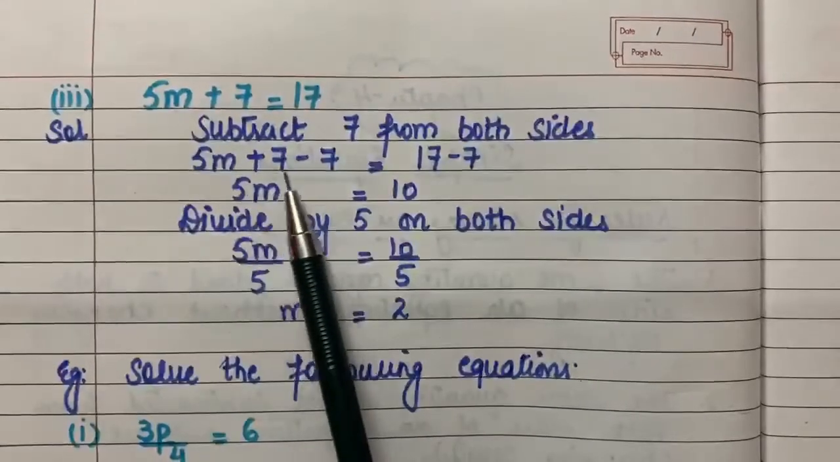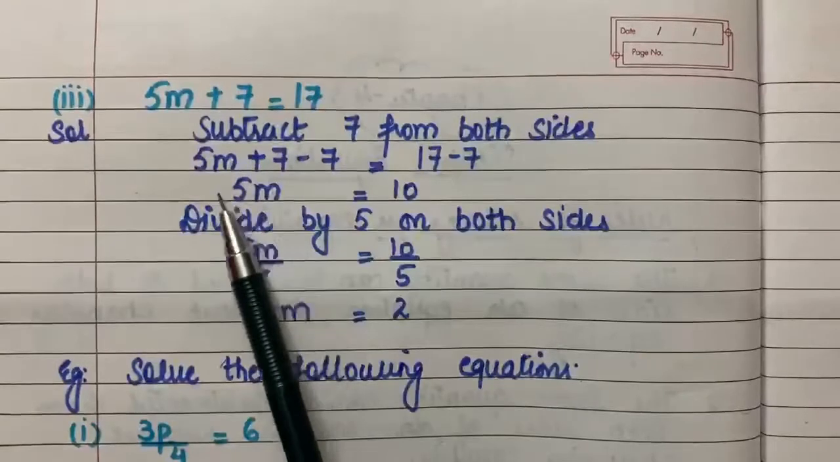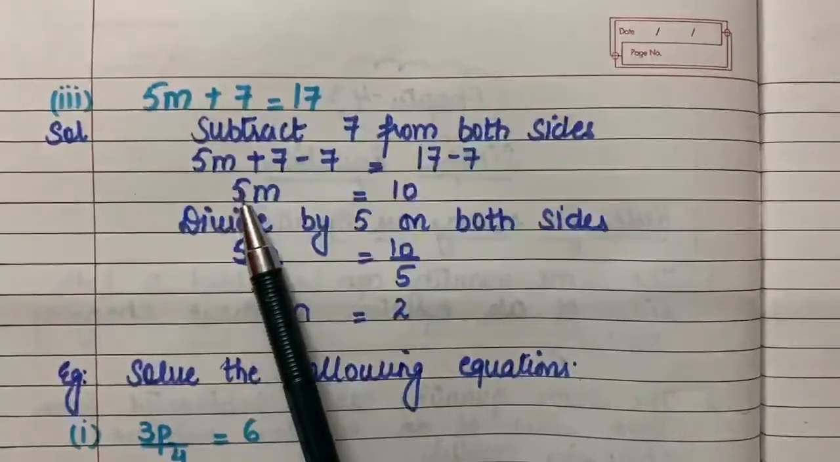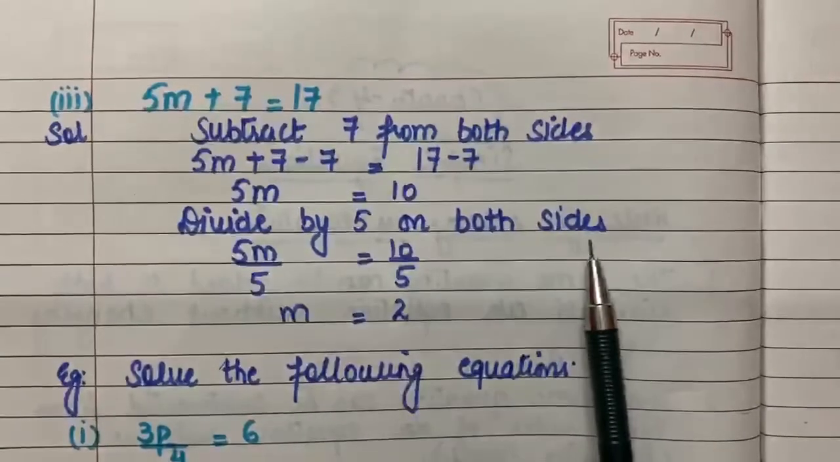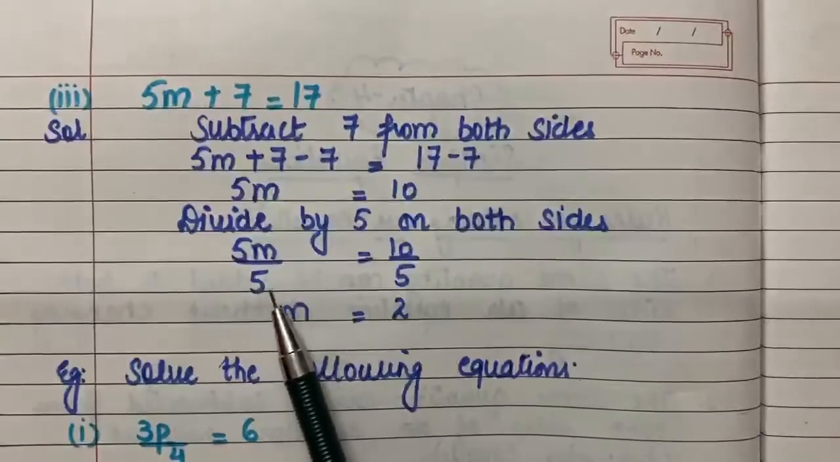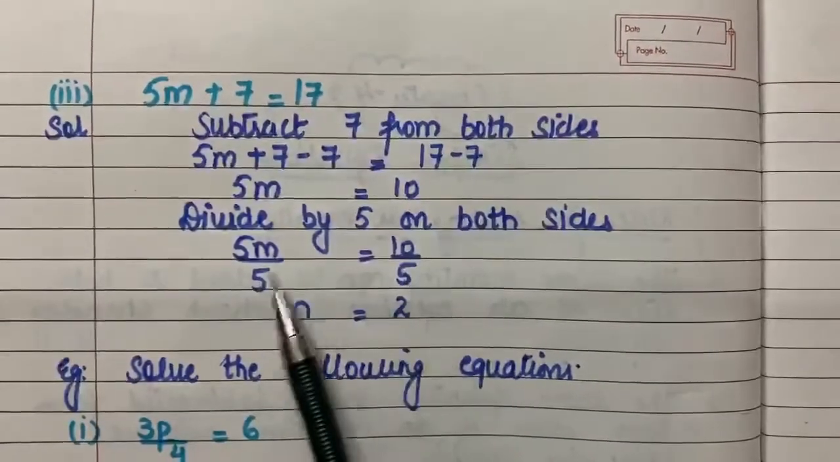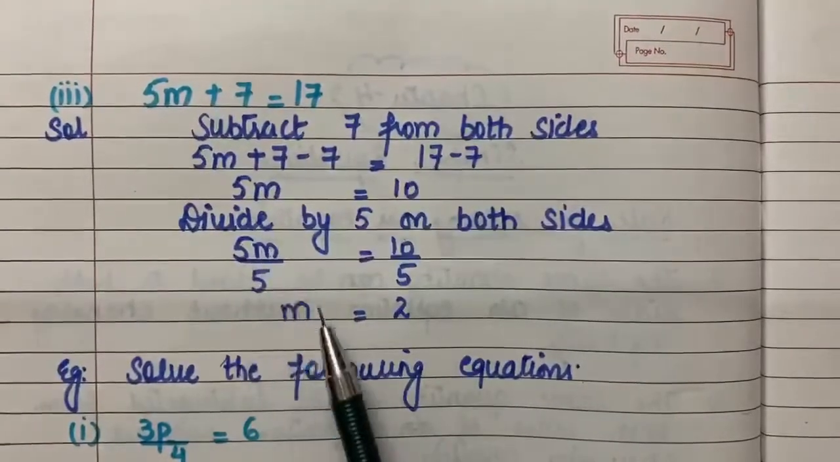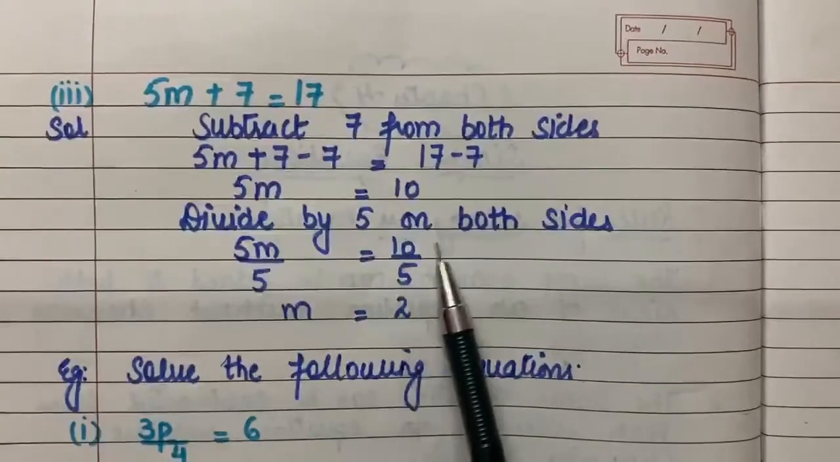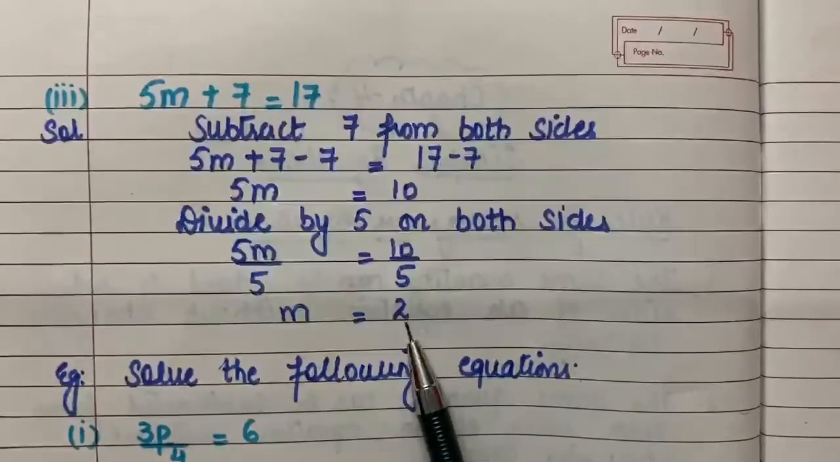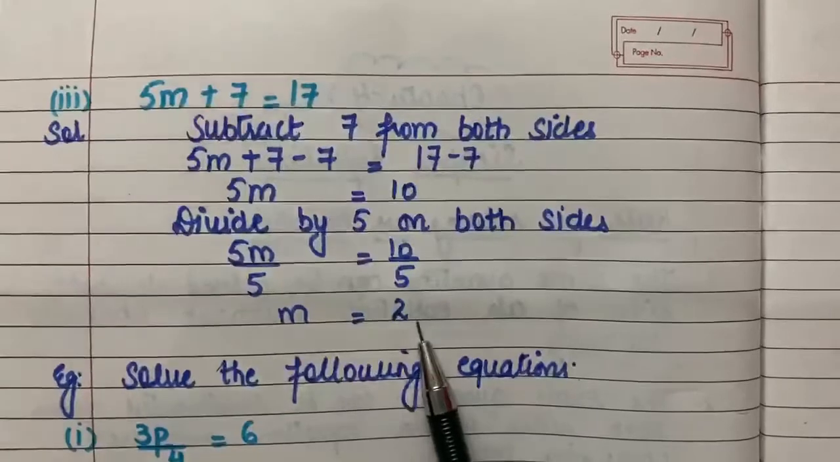Now in order to make m alone again, we have to remove this 5. So we have to divide by 5 on both the sides. So 5m upon 5 is equal to 10 upon 5. 5 and 5 will get cancelled. We are left with m. Here 5 ones are 5, 5 twos are 10. So we are left with 2, and m is equal to 2.